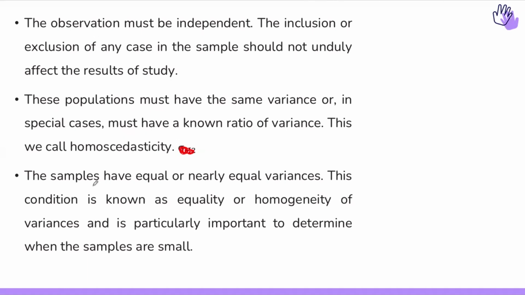Then the samples have equal or nearly equal variances. This condition is known as equality or homogeneity of variances and is particularly important to determine when the samples are small. So this was homoscedasticity and this is homogeneity. What happens in homogeneity? The samples have equal or nearly equal variances.